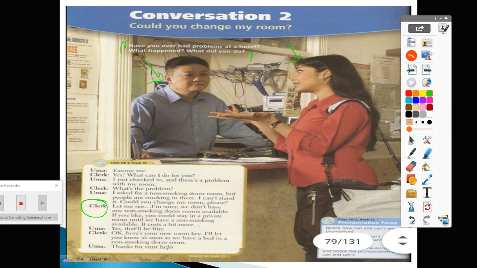Yes, that will be fine. Clerk: Here's your new room key. I'll let you know as soon as we have a bed in a non-smoking dorm room. You will be notified, and I will tell you when there is an available non-smoking room. Thanks for your help.